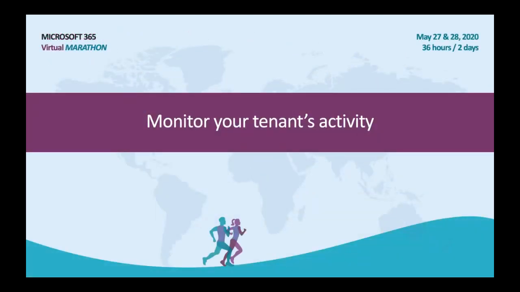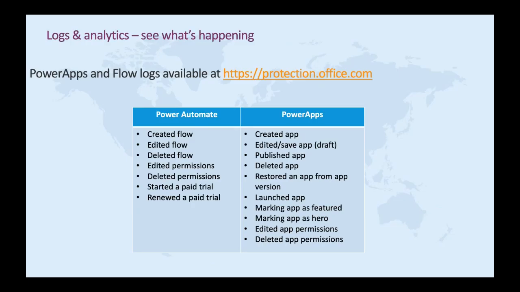Okay, so let's monitor your tenant's activity. How do we do that? Log and analytics. There is log and analytics available for Power Apps and Flow. If you go to protection.office.com, that's the Security and Compliance Center. Audit records are stored in there. You must have an Office 365 E3 or greater license, and this must be enabled at the organizational level. If this is not enabled at the organizational level for the log and analytics, it doesn't work.